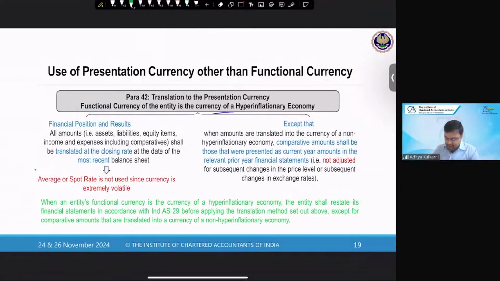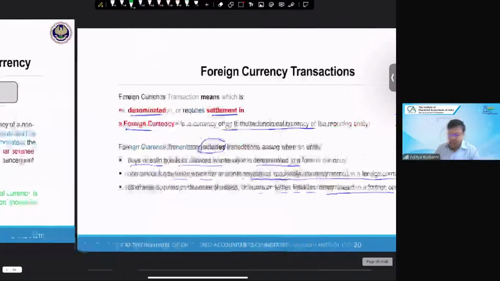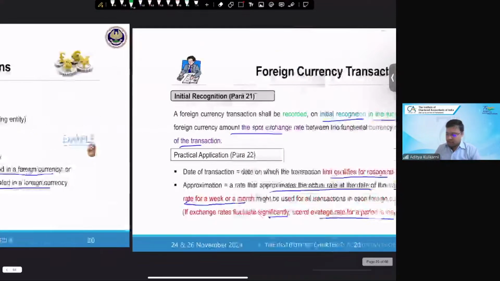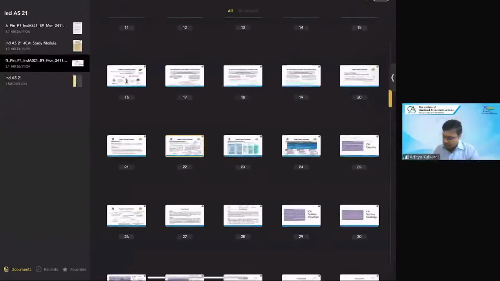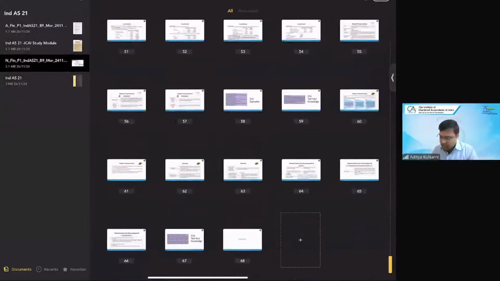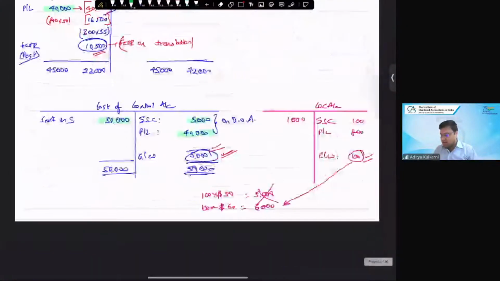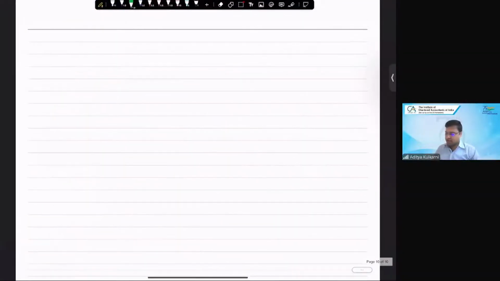Hyperinflationary, you can just read this. This is the change that is there. You don't have a standard on hyperinflationary economy in your syllabus, so that is just put in as information. Coming to the last part, that is net investment in a foreign operation. Just 5 minutes to close this and then we are done.